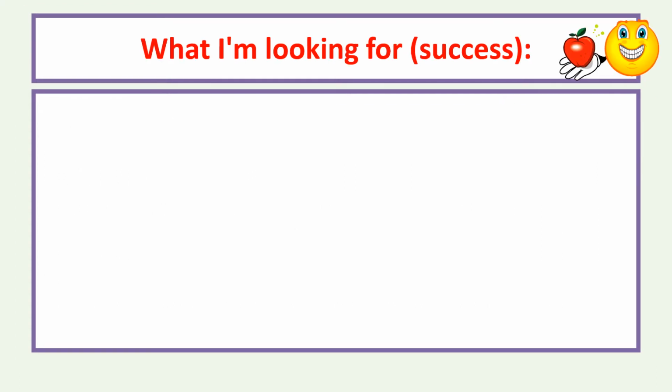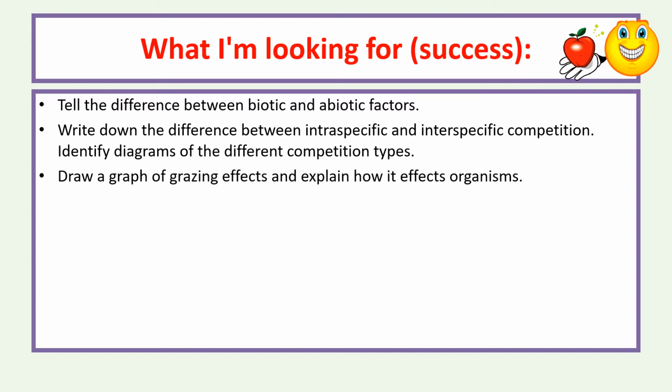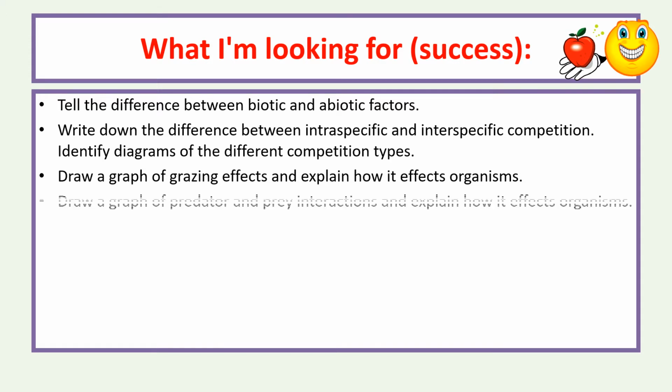To be successful, you will be able to tell the difference between biotic and abiotic factors. You'll be able to write down the difference between intraspecific and interspecific competition and identify diagrams of the different types of competition. You'll be able to draw a graph of grazing and explain its effects on organisms. You'll be able to draw a graph of predator and prey interactions and explain how it affects organisms.